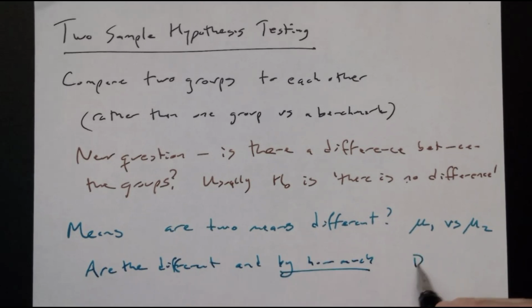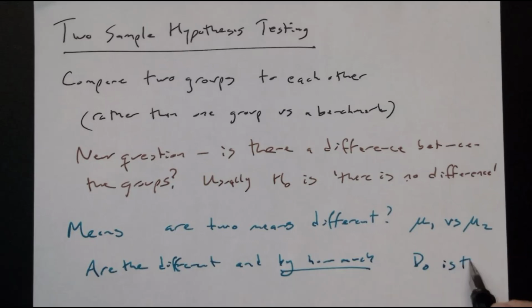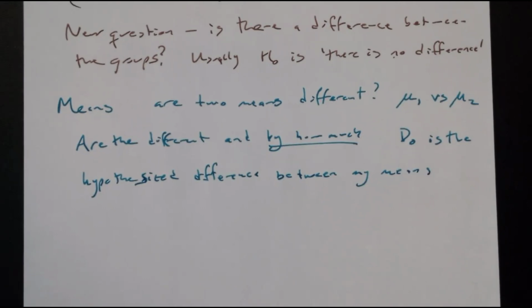So let's let D0, D for difference, is the hypothesized difference between my means. In a lot of cases, I actually set this difference to be 0, and I'm just asking, are these different at all? But in the example I just gave you, I said $300.